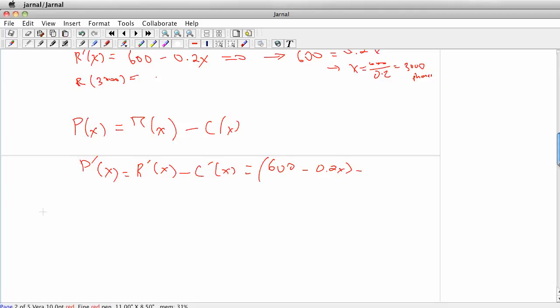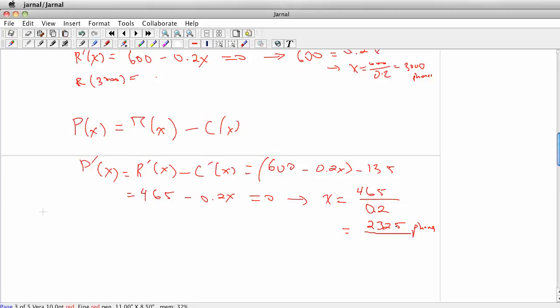So back down here, my marginal cost is 135. So marginal profit is 600 minus 135, which is 465 minus 0.2x. And again, setting that equal to 0 means that we'll have x is 465 over 0.2, which, if we do the arithmetic there, that's 2325, and again, that's phones.